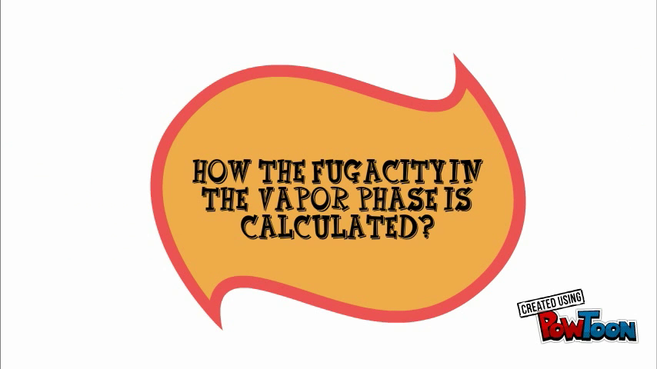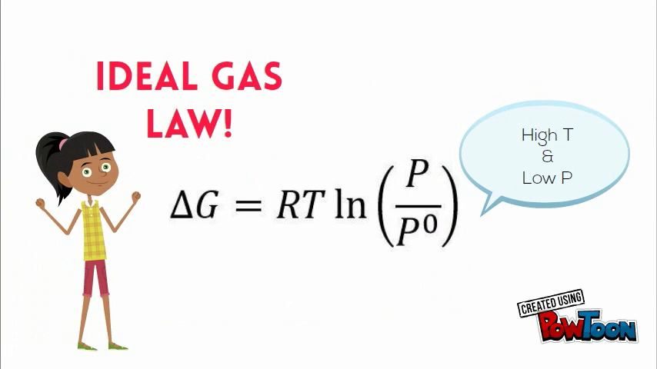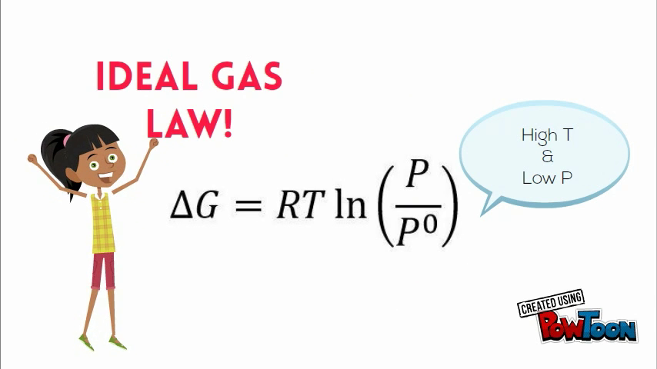How is the fugacity in the vapor phase calculated? With the ideal gas law, which is a reference state that is the ideal gas. We substitute the volume in terms of pressure and we solve for fugacity. We know that the reference state is at high temperatures and low pressures.